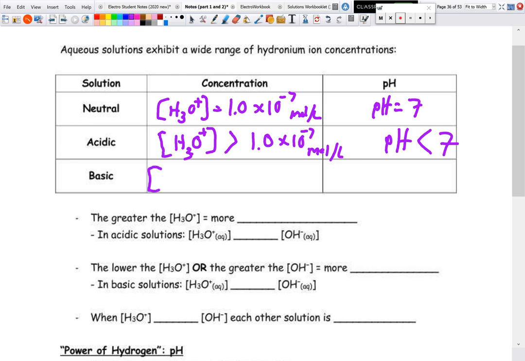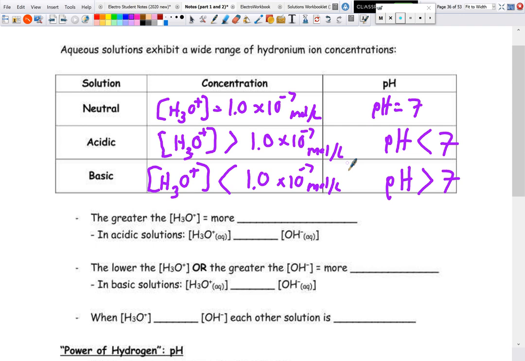Same thing with a base. We can do the same thing. We're going to know the concentration of hydronium is going to be less than 1.0 times 10 to the negative 7 moles per liter, and the pH is greater than 7. So this is just a way that we can actually classify acids and bases as well, based on concentration of hydronium and, of course, our pH. So you will kind of need to know how to classify acids based on two of those things.